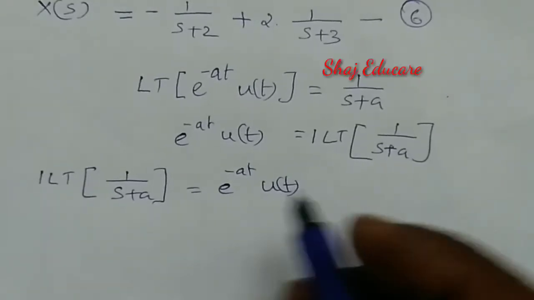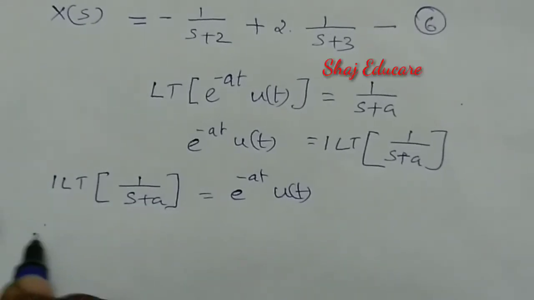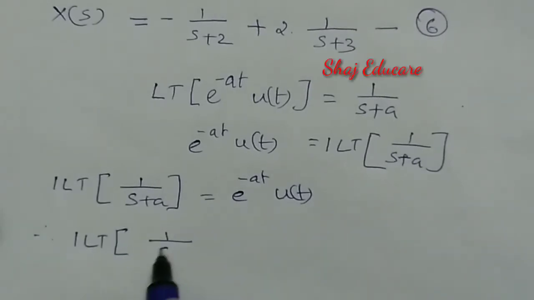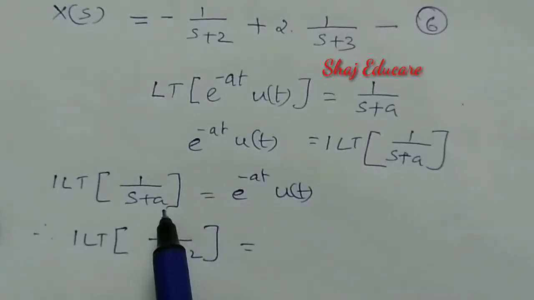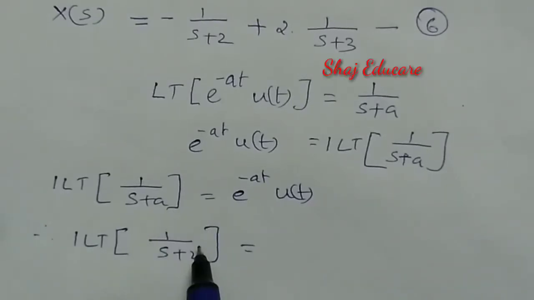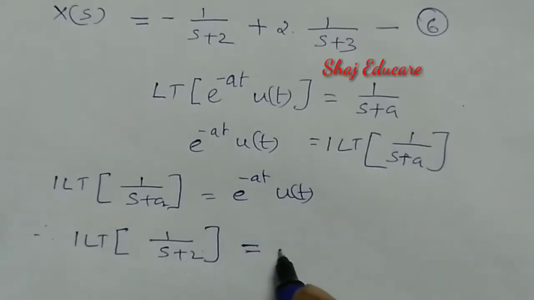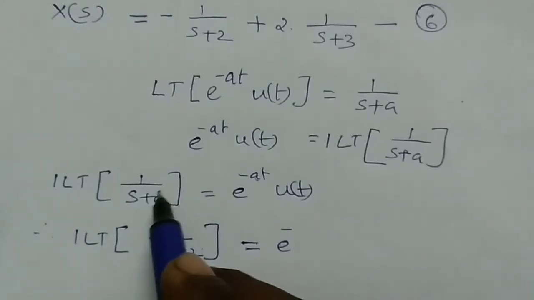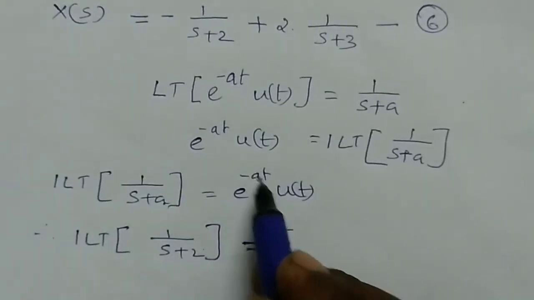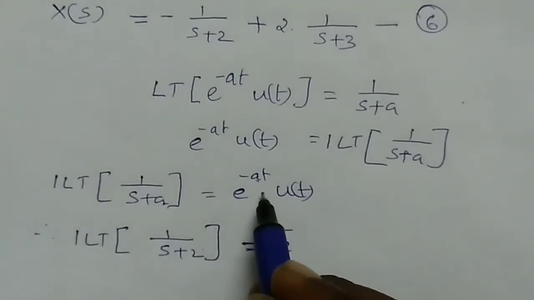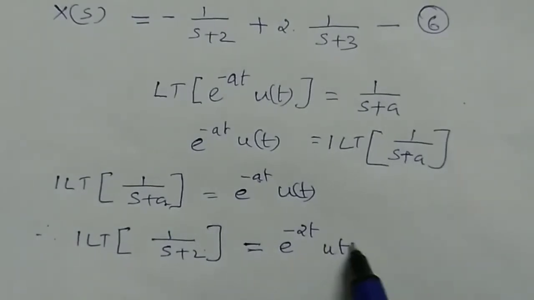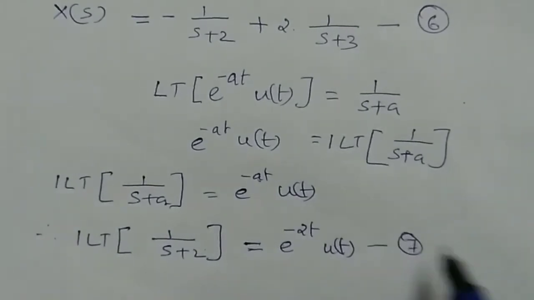Now what will be the inverse Laplace transform of 1 by s plus a? Here we have 2 instead of a. So what will be the result here? That should be e raised to minus, in place of a, here we have s plus 2. Therefore, this result will be e raised to minus 2t u of t. Now this is equation number 7.